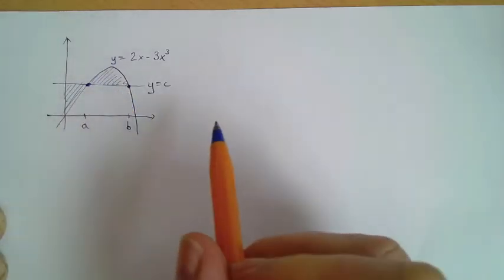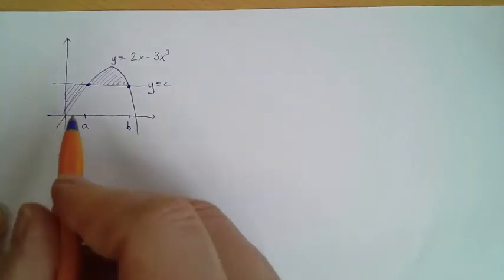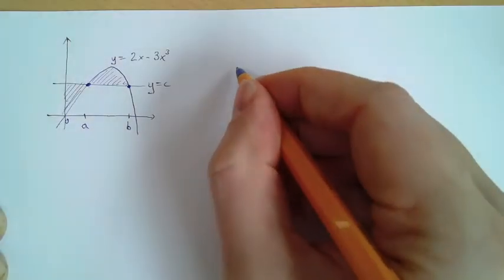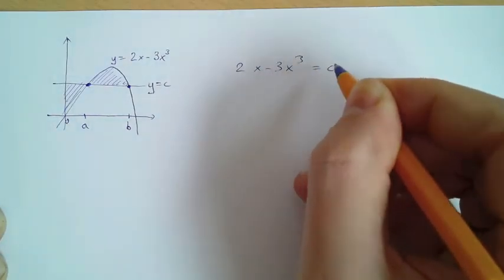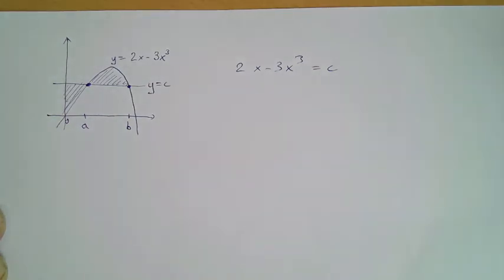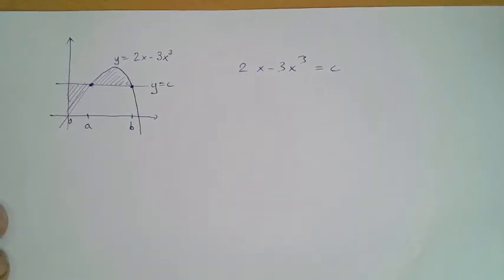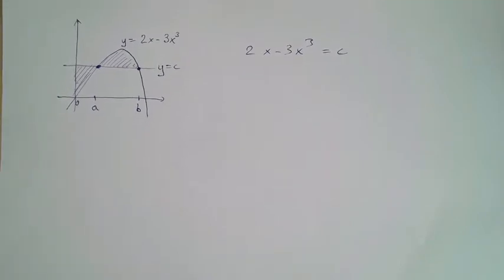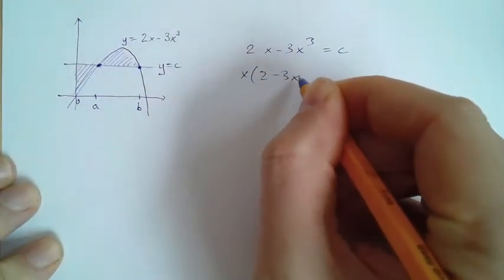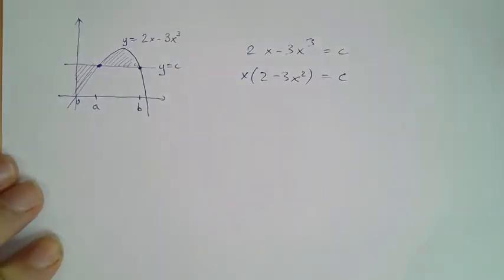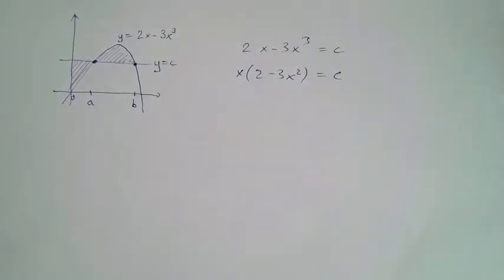In order to find A and B, which will be the bounds of my integrals, I have to set up 2x minus 3x cubed equals c. That's a problem because I don't know how to solve cubic equations, and to be honest with you, that's why this exercise is really hard, because you're stuck right from the beginning and you don't know what to do, you don't know how to move forward. Maybe we can factorize, but what does factorizing help here? Nothing at all.